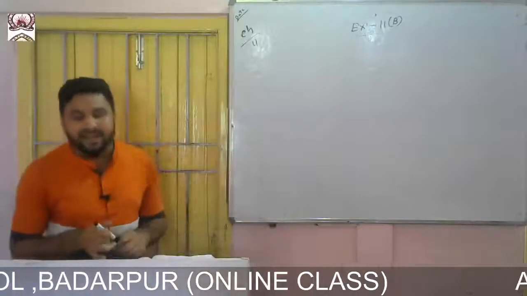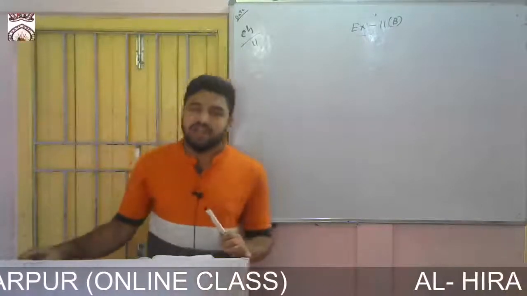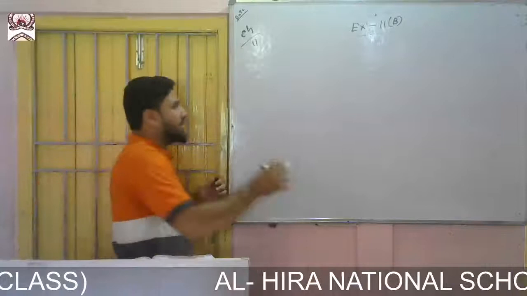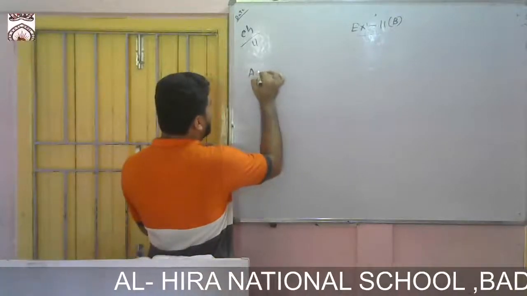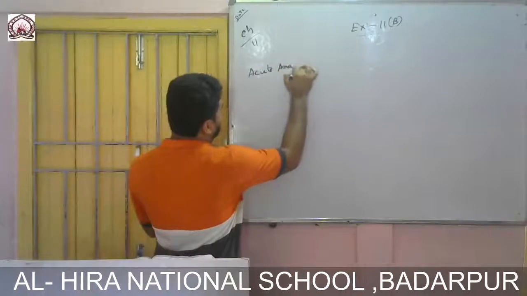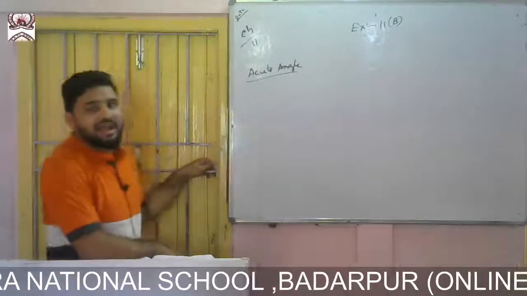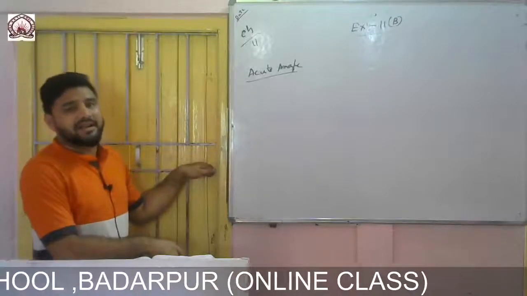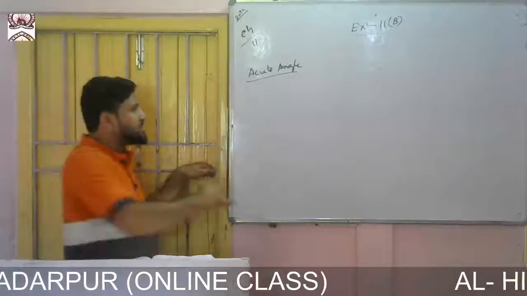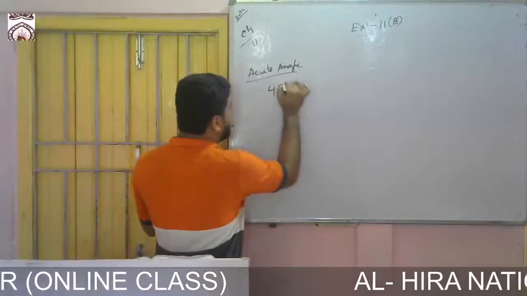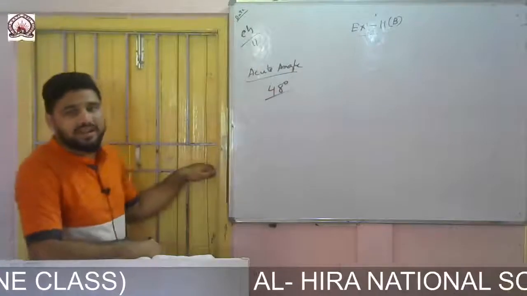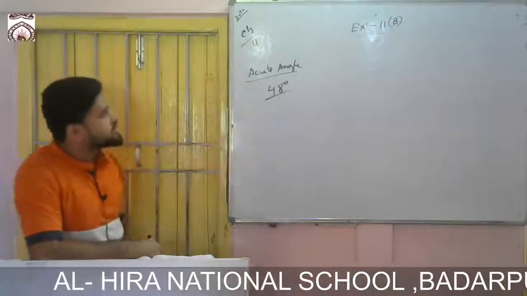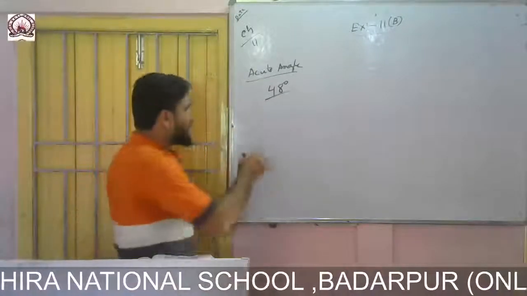One thing you see, acute angle means the angle whose measure is less than 90 degree but greater than 0 degree. Suppose an angle of 48 degree: it is an acute angle because it is greater than 0 degree but less than 90 degree. Now come to obtuse angle.